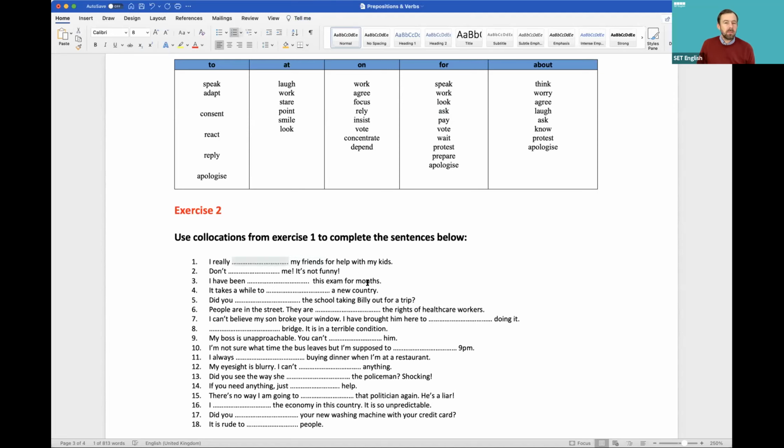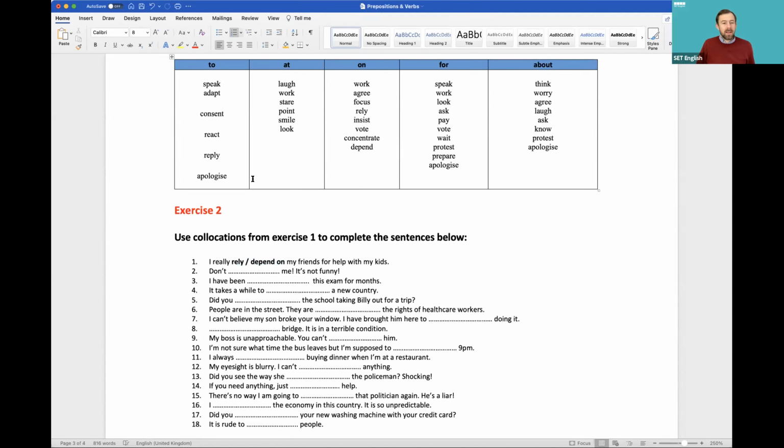Anybody in the class? Rely on. Yeah. Depend on. Rely on, depend on. Same preposition with those, isn't it? So that means that I need them to look after my children sometimes, when I'm at work, possibly.